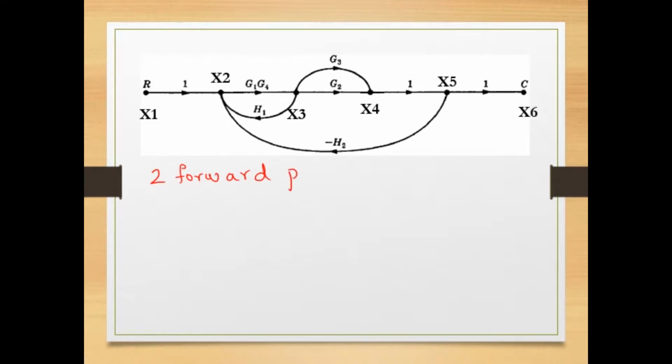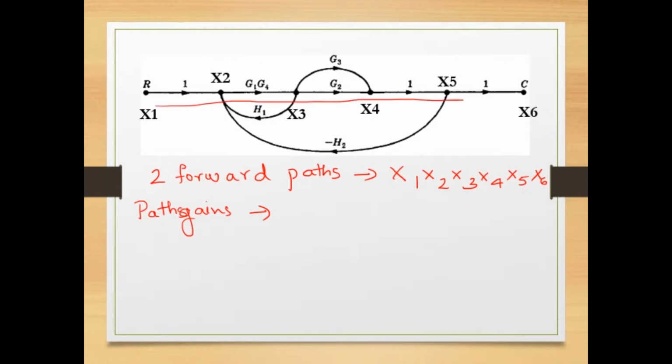The first forward path as well as the second forward path is along x1, x2, x3, x4, x5, x6, but the path gain is different. So we should have two path gains. One is like this, straight, and the other one is in this direction.